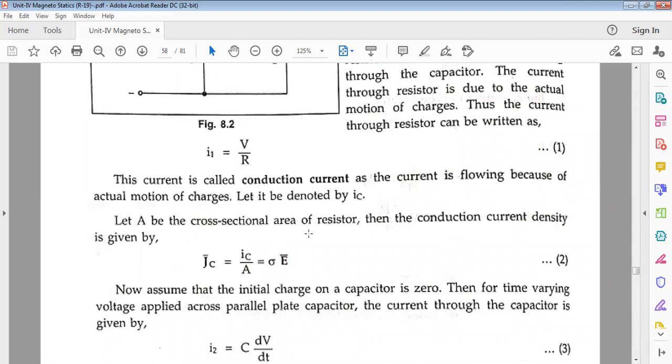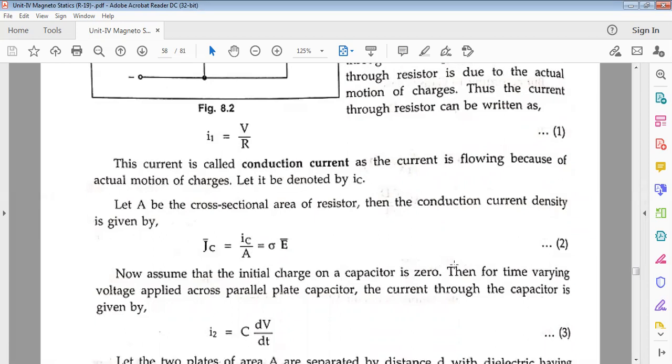Let A be the cross-sectional area of the resistor. Then the conduction current density is given by JC is equal to the current passing through the surface area, nothing but IC by A. So J is equal to IC by A, and JC is equal to sigma into E bar. This is one of the formulae. Now assume the initial charge of the capacitor is 0.